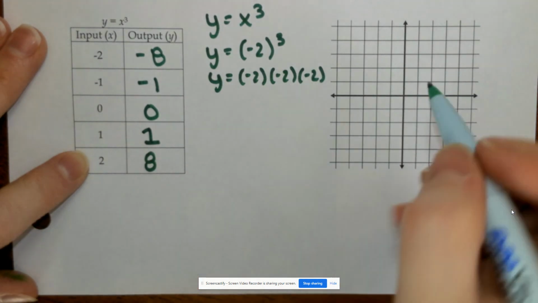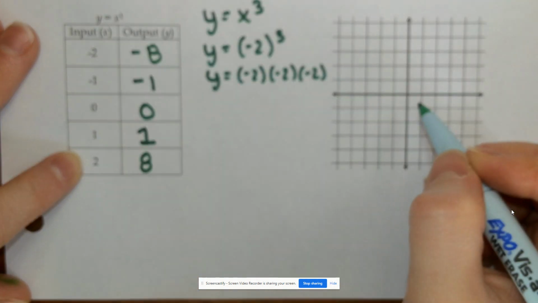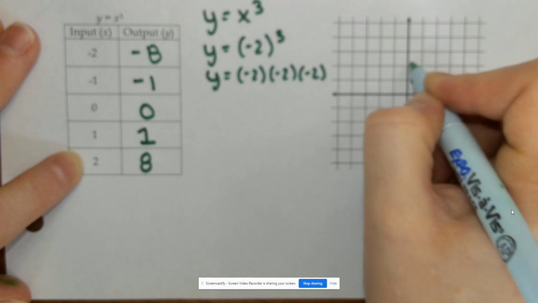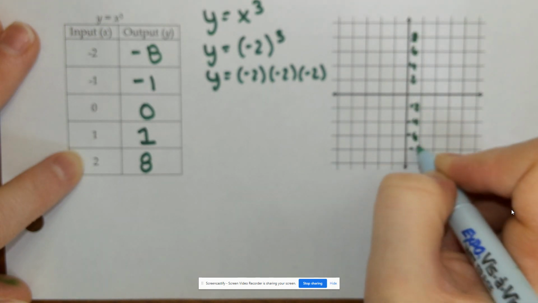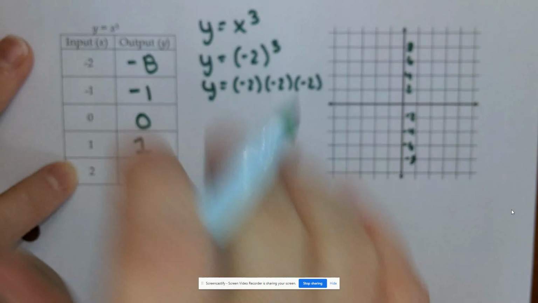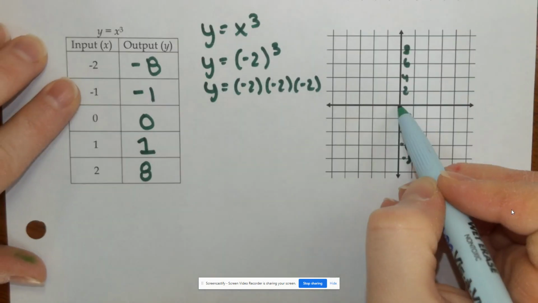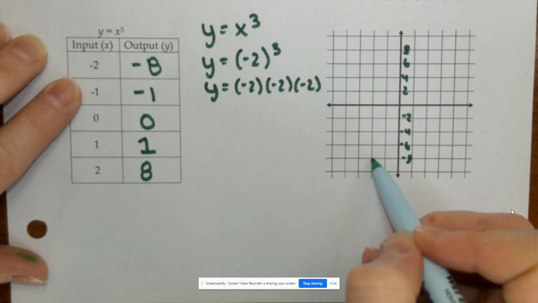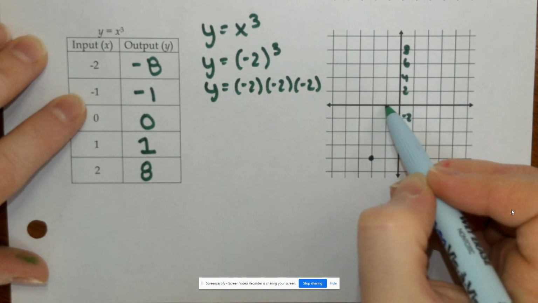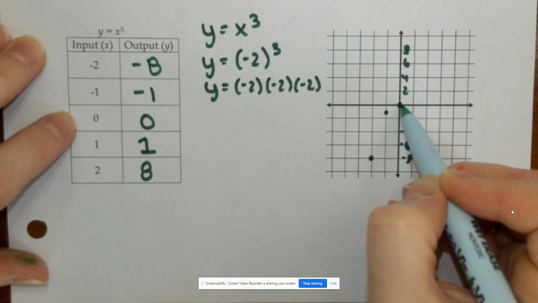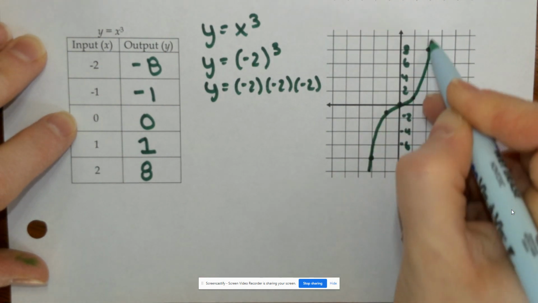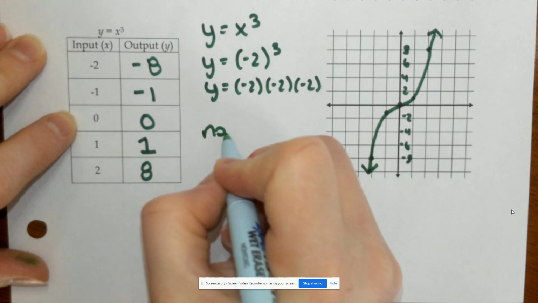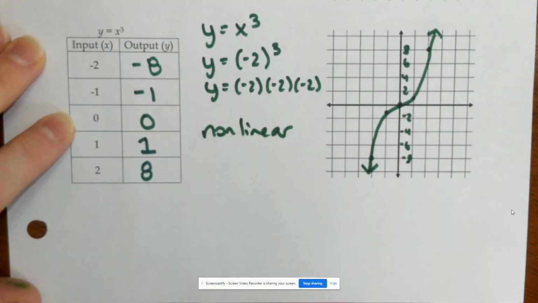This one's going to look interesting. Now, I don't have enough spaces over here. I'm going to have to count by 2s. So this would be like 2, 4, 6, 8. This would be negative 2, negative 4, negative 6, negative 8. So negative 2, negative 8, negative 1, negative 1, 0, 0, 1, 1, and 2, positive 8. So that one is also nonlinear because of the cube.